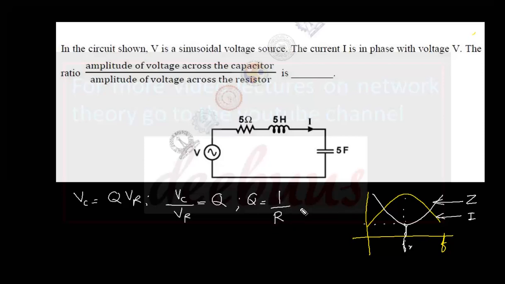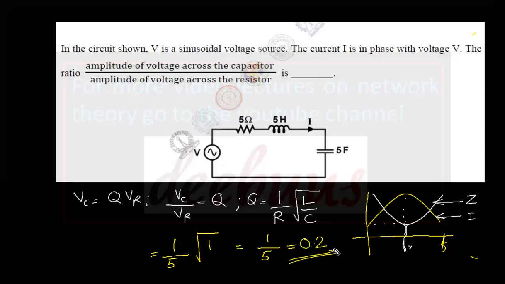Q, in terms of RLC, for a series RLC circuit is related as 1 by R root of L by C, right? So substituting it, 1 by R is 5, root of L by C, again 5 by 5, 1. So the answer is 1 by 5, equal to 0.2. So Q is 0.2 and the answer is 0.2.